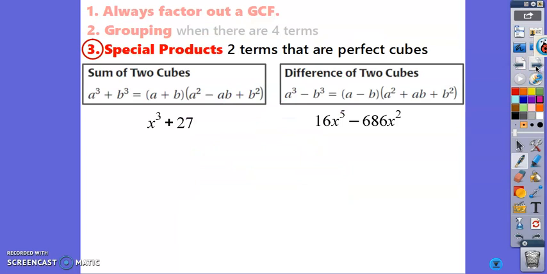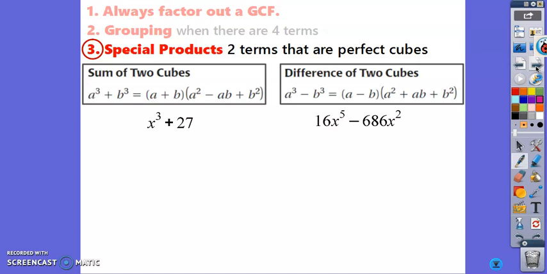The next method is a super special one. It's called special products, and the only time you'll use these is if you see 2 terms and they both happen to be perfect cubes. And there's these fancy formulas that go with them. Some people like to memorize them. Maybe you'll accidentally memorize them, but I will just give them to you.